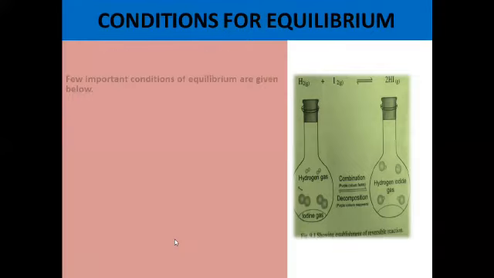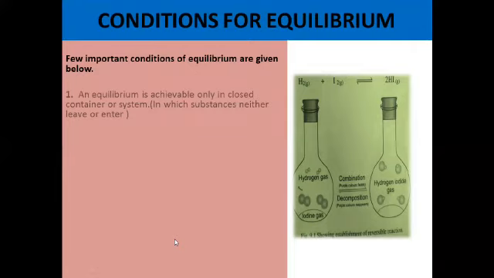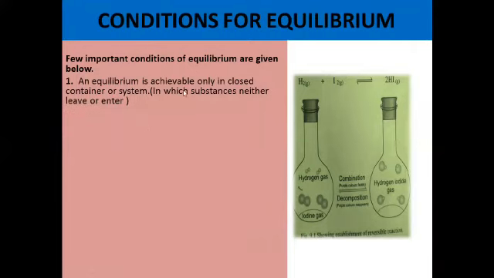The next topic is conditions for equilibrium. It means that a reaction will attain an equilibrium state only if it fulfills the following conditions. The first condition is that equilibrium is achievable only in a closed container or system in which substances neither leave nor enter. Equilibrium will establish only when the container or the system is closed.